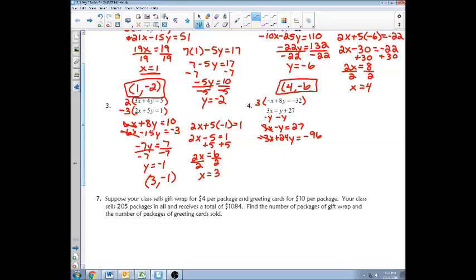Negative y plus 24y would get me positive 23y. 27 minus 96 would get me negative 69. If I divide that by 23 on both sides, y would equal negative 3.